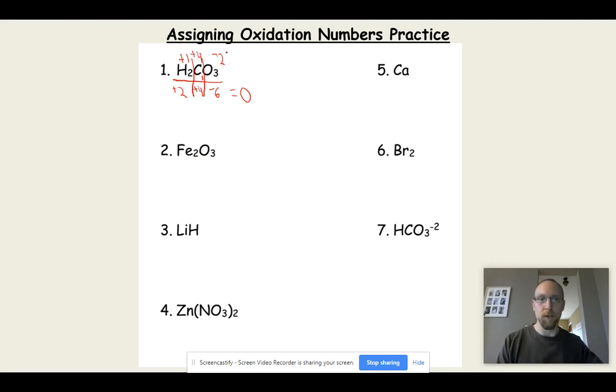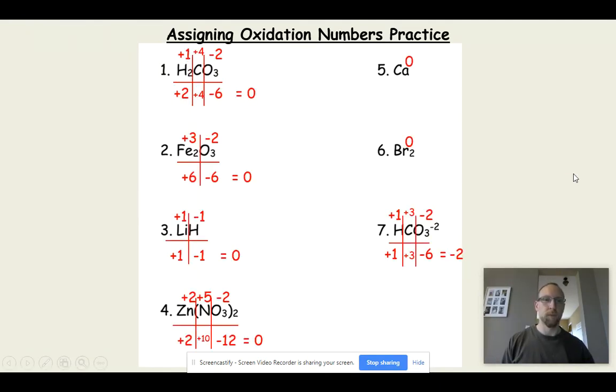All right, so how do you know when you're done? When every element has an oxidation state. So the only time they're not going to add up to 0 is if there's a charge in the top right corner. That's telling you you're dealing with a polyatomic ion, so the whole thing has to add up to that charge. All right, so pause the video, try the other problems out, see how you did.